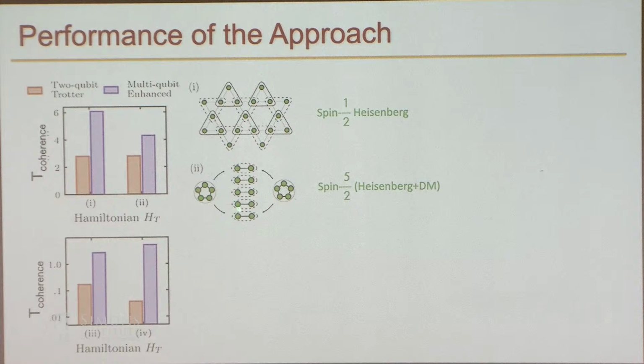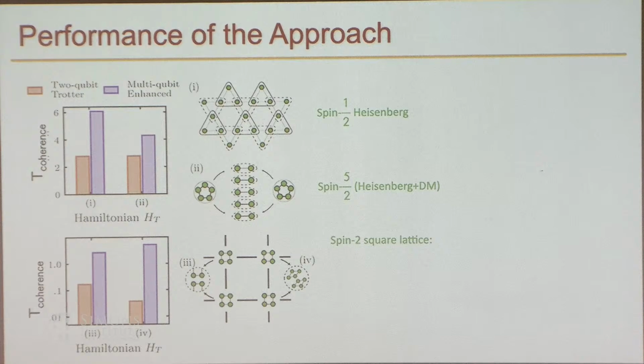Similar, here we have just 2-particle Heisenberg, but for spin 5/2. Sorry, this is not just Heisenberg. This is a mixed Heisenberg, the Dzyaloshinskii-Moriya. And again, we compare the 2 and the multi, and here we get nearly no improvement.